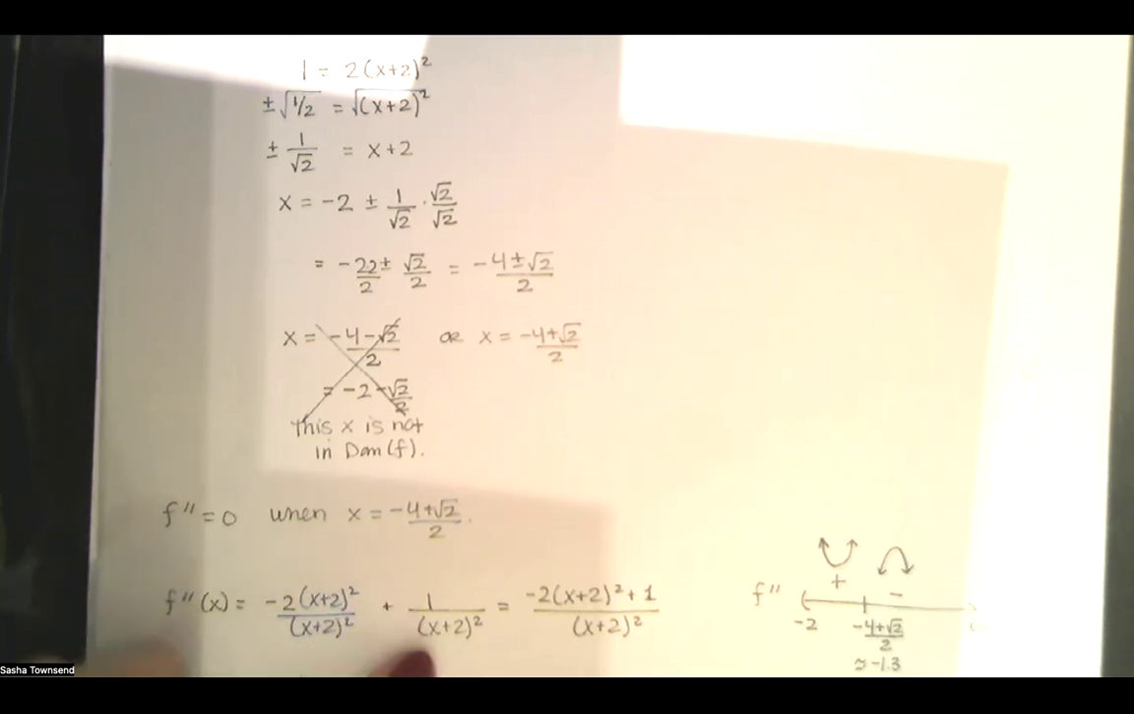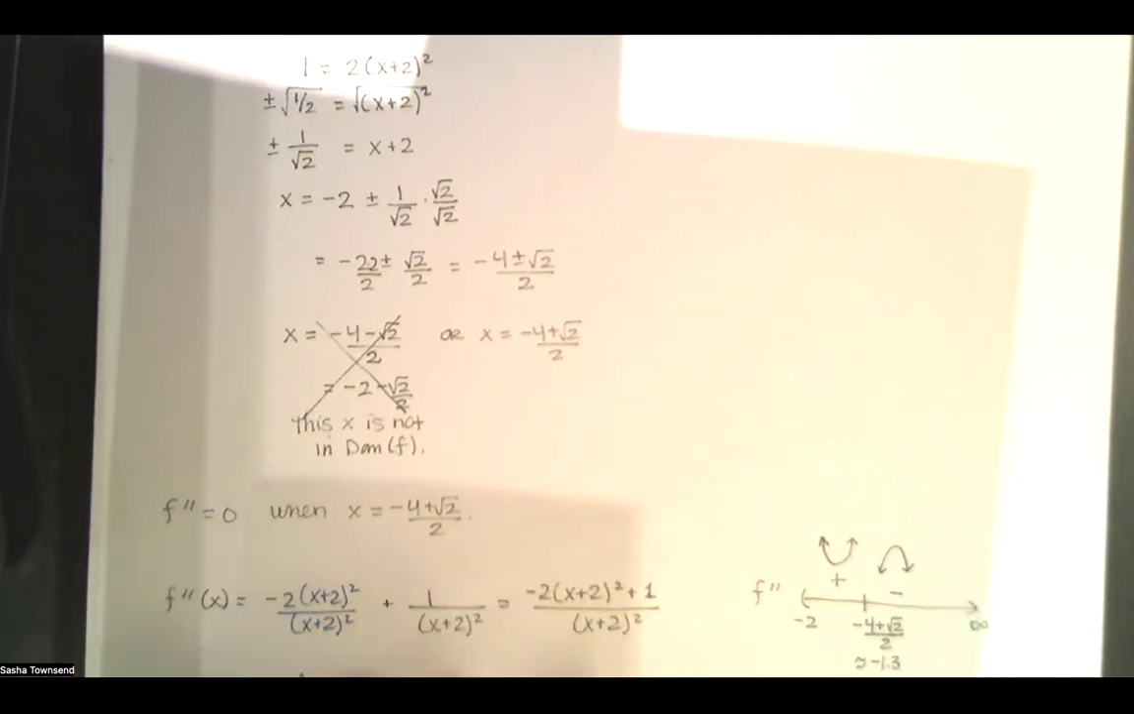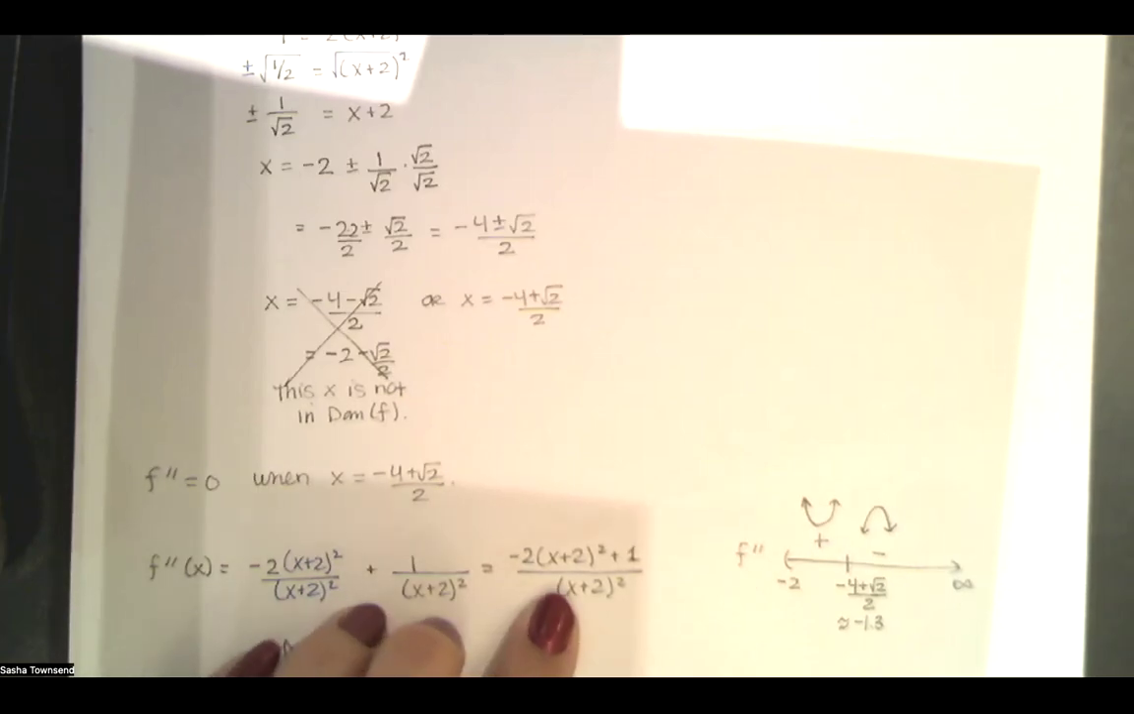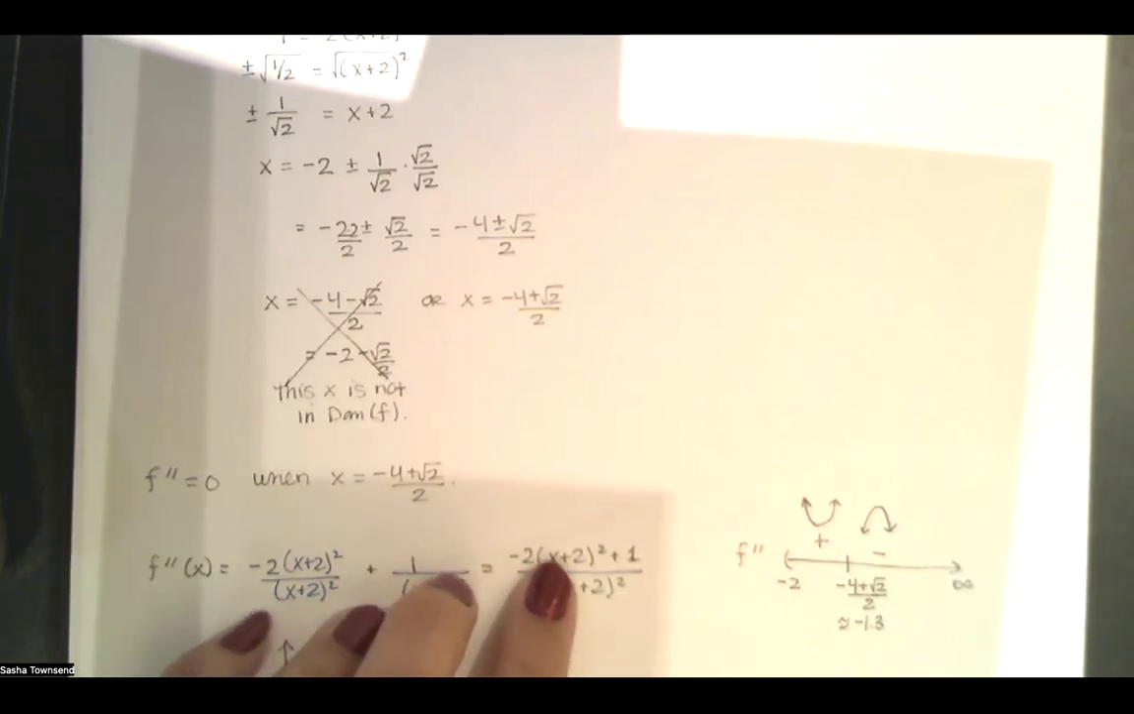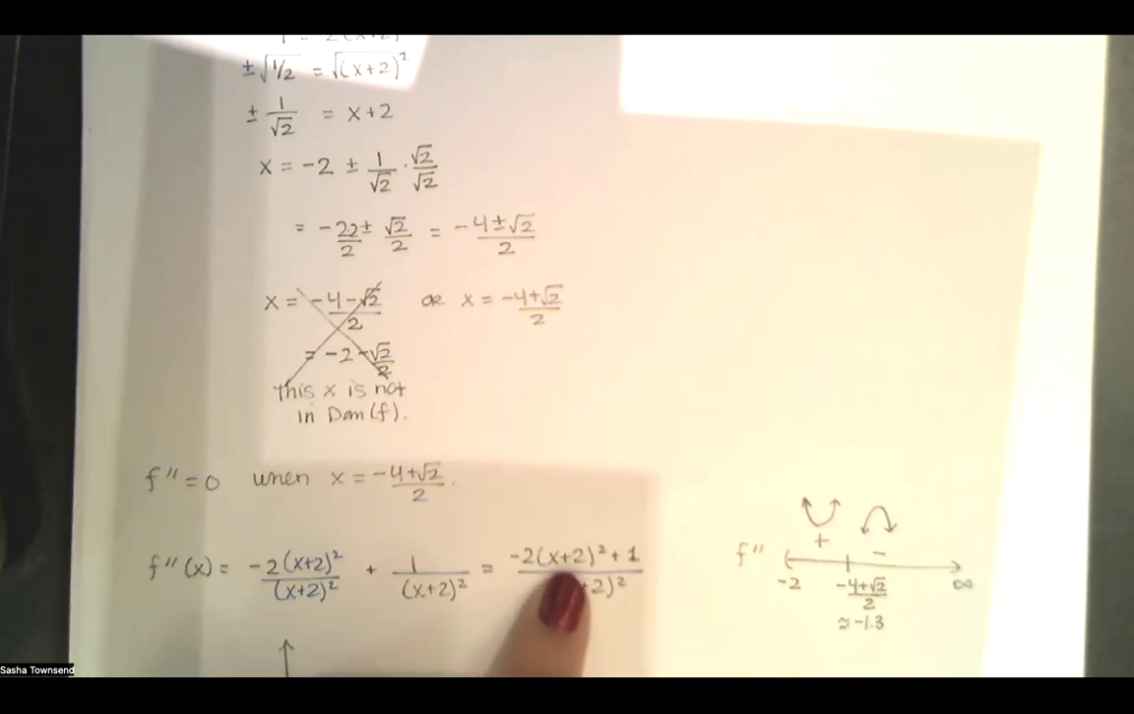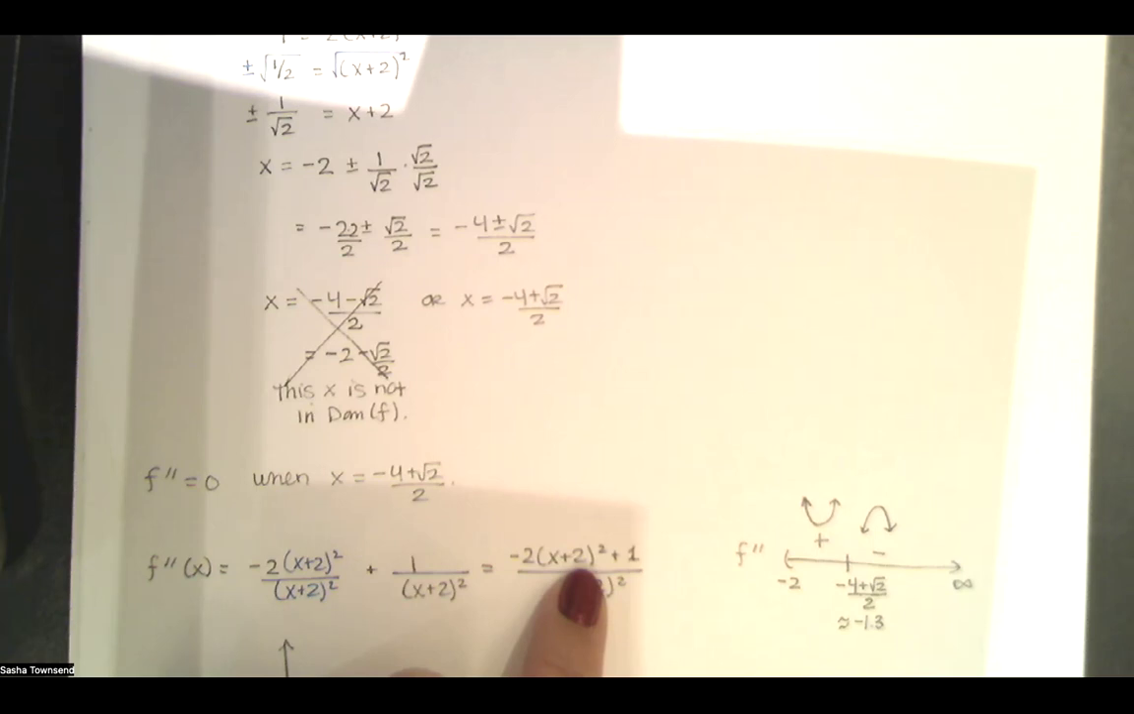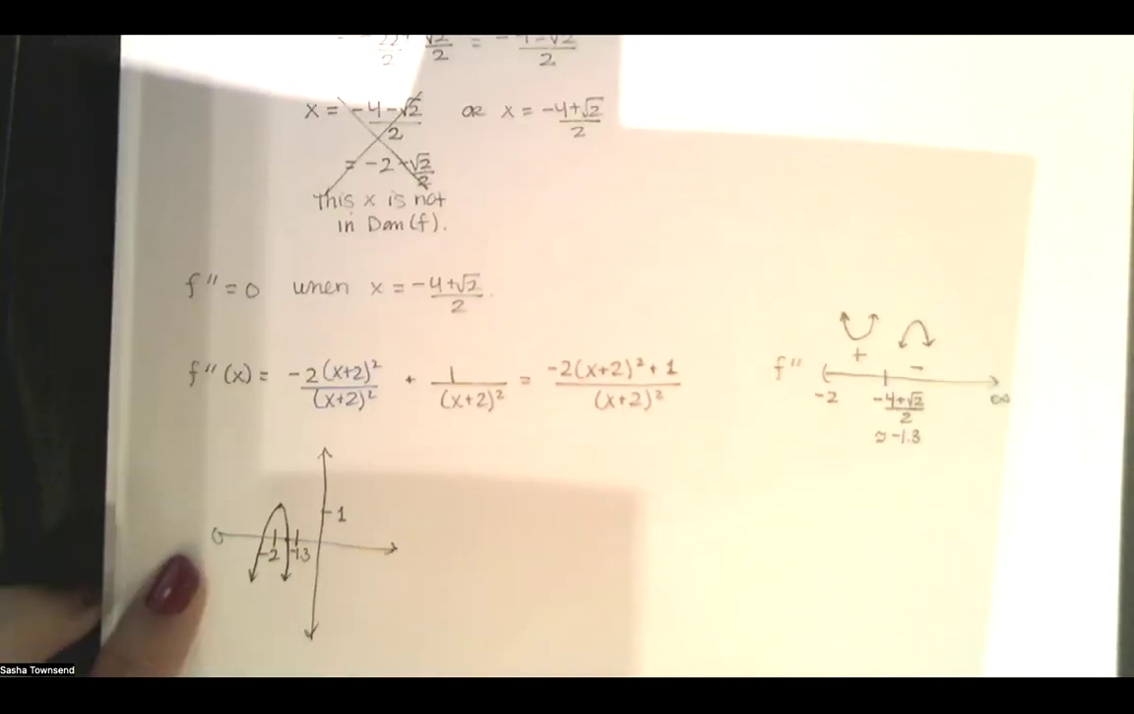Then we add the numerators, keep that common denominator, and we say, okay, that denominator is always positive. So the sign of f double prime is determined by the numerator. So I look at that numerator and I say, well, what does that look like? Well, it's just going to be an upside down parabola with a vertex at (-2, 1). So it looks like this.